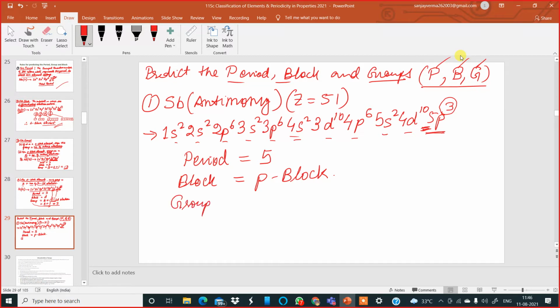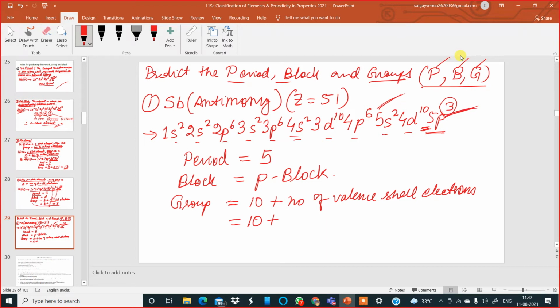What is the formula for the group of a p block element? I have told you that time: 10 plus the number of valence shell electrons. Which is the valence shell? 5s and 5p.